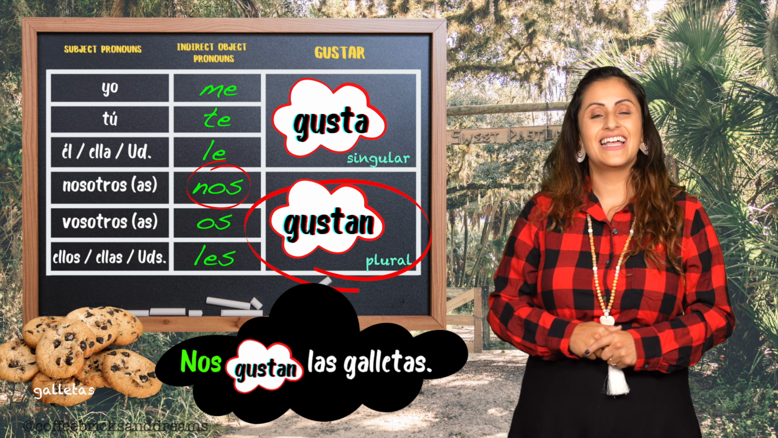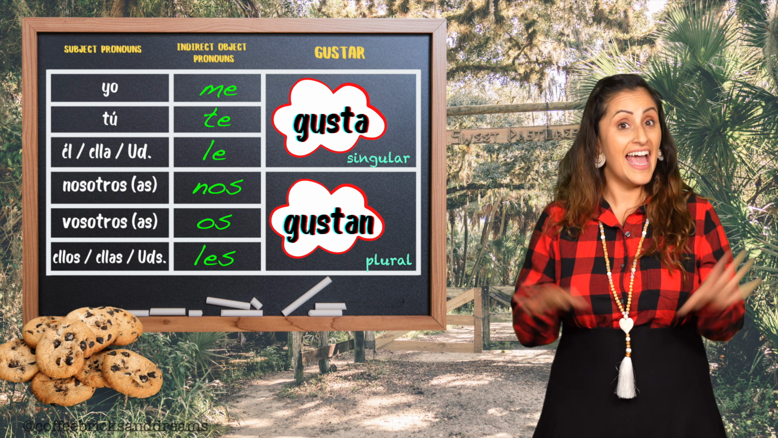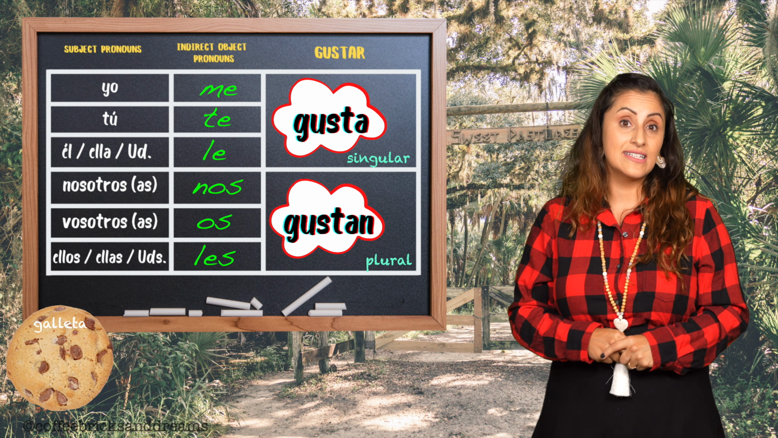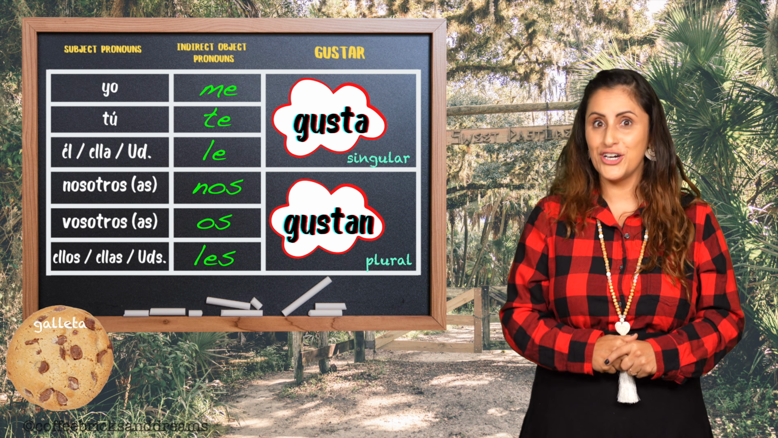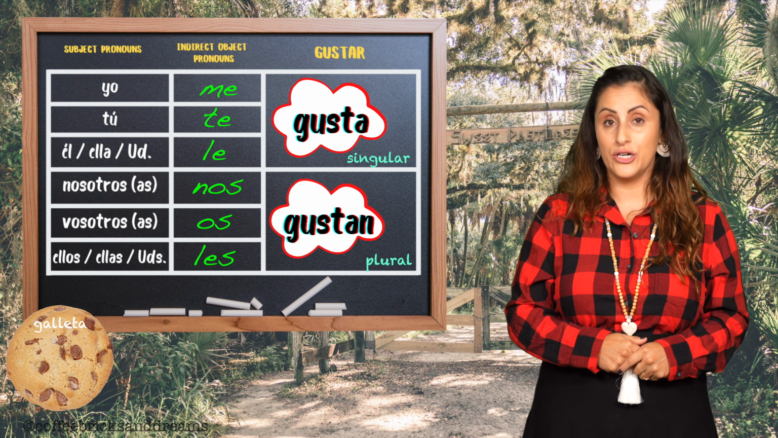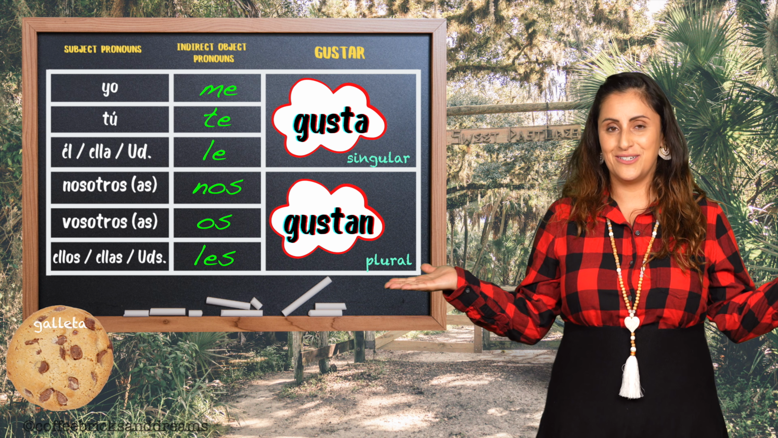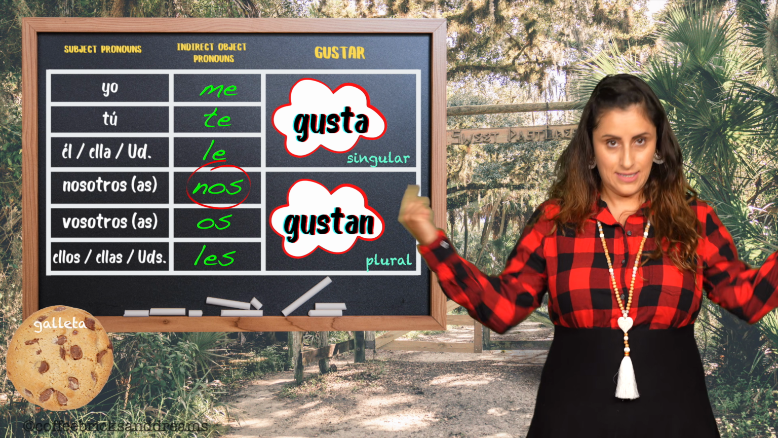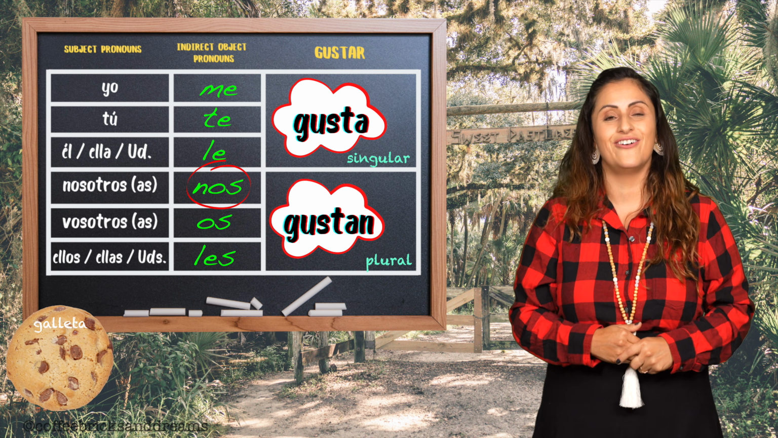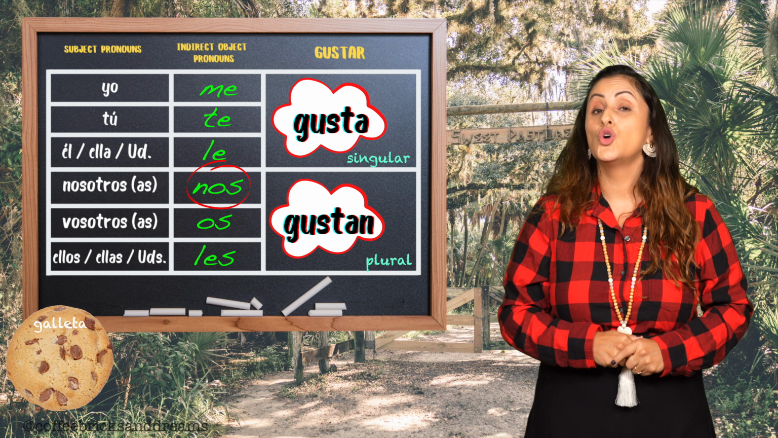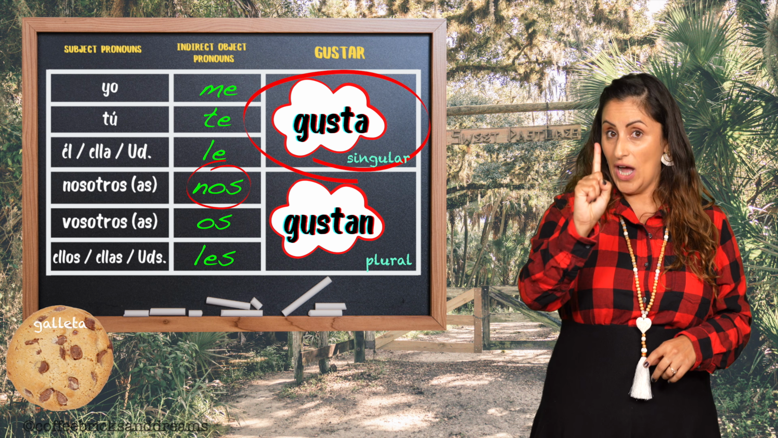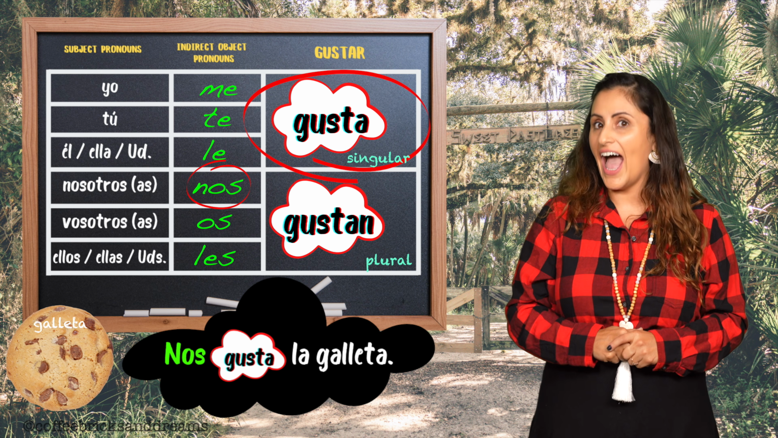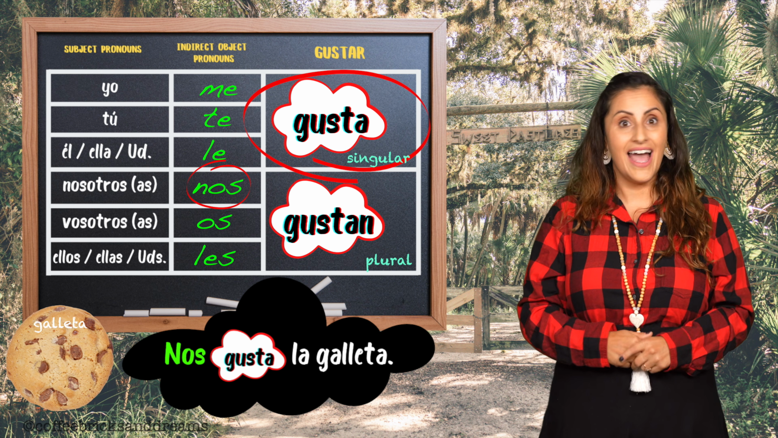Nos gustan las galletas. Let's be a little silly and let's say that we ate all of the cookies except one. And now we want to say that we like the cookie. How do things change? Very good. We still keep nos because it's still we. It's still kind of coming back to us. We use gusta because we have one galleta, and then we finish off the sentence. Nos gusta la galleta.